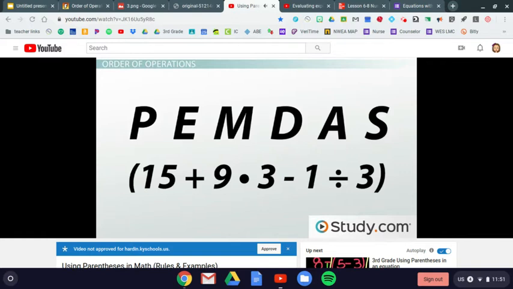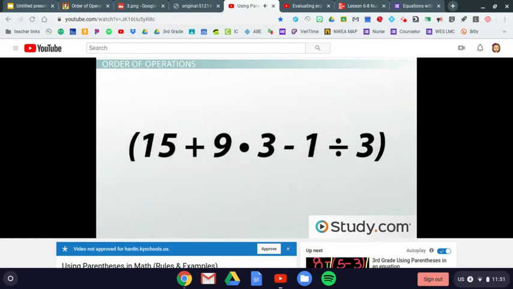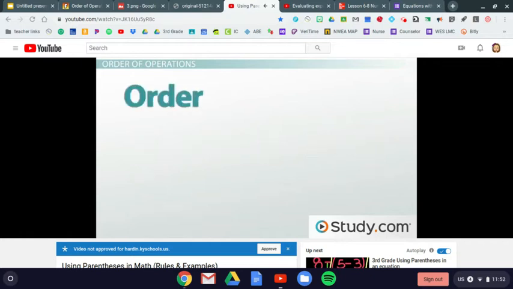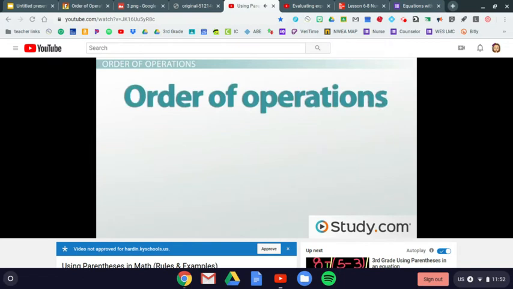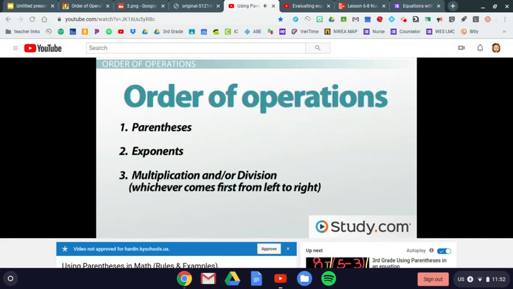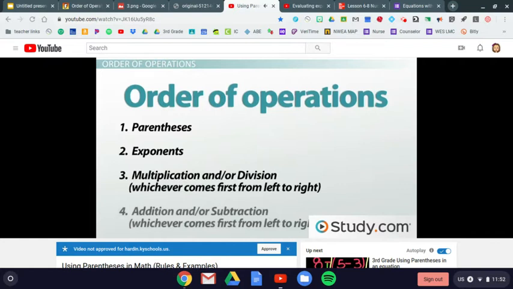The primary use of parentheses is to group numbers together in mathematical problems. When you see multiple numbers and operations inside parentheses, use the order of operations to solve the problem. The order of operations is 1. Parentheses, 2. Exponents, 3. Multiplication and or division, whichever comes first, from left to right, 4. Addition and or subtraction, whichever comes first from left to right.